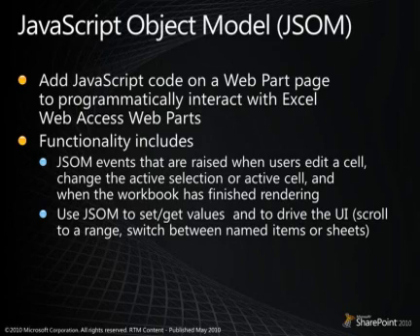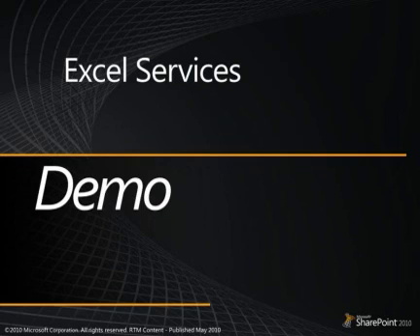From an implementation perspective, you'll need a web part page with at least one EWA web part and a content editor web part. The content editor web part can be used to link the page with the file containing the custom JSOM code. Now that we've discussed the different Excel Services APIs, let's take a closer look at them in the next demo.